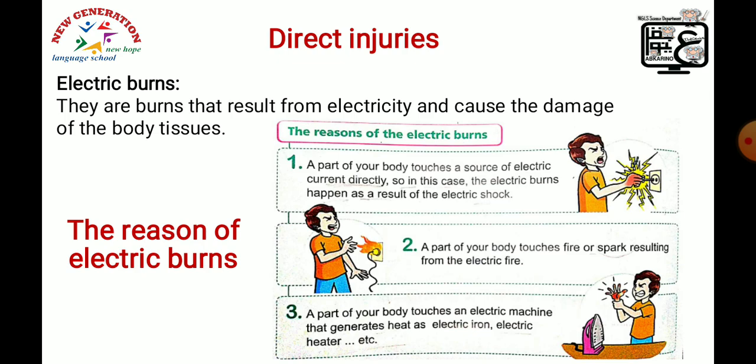So, we talked about three important direct injuries such as electric fires, electric shock, electric burn. Electric fires, they are fires that occur as a result of increasing in the temperature of the electric machines. But electric shock is one of dangers of electricity that occurs due to passing the electric current through the human body. And finally, the electric burns, they are burns that resulted from electricity and cause the damage of the body tissues.